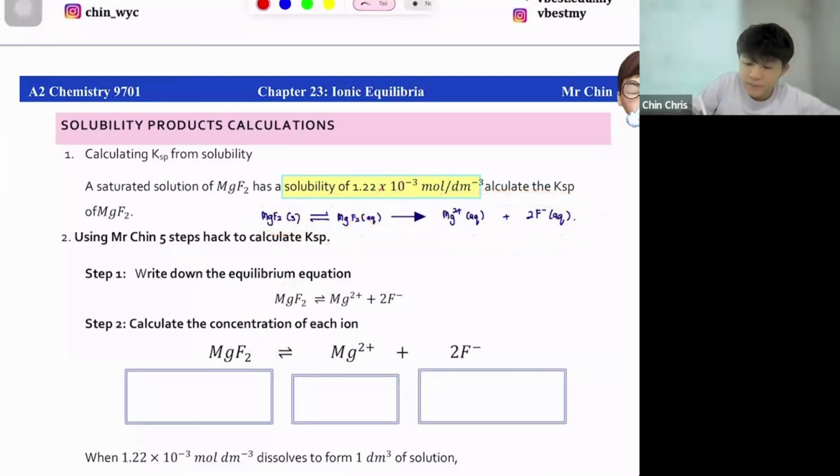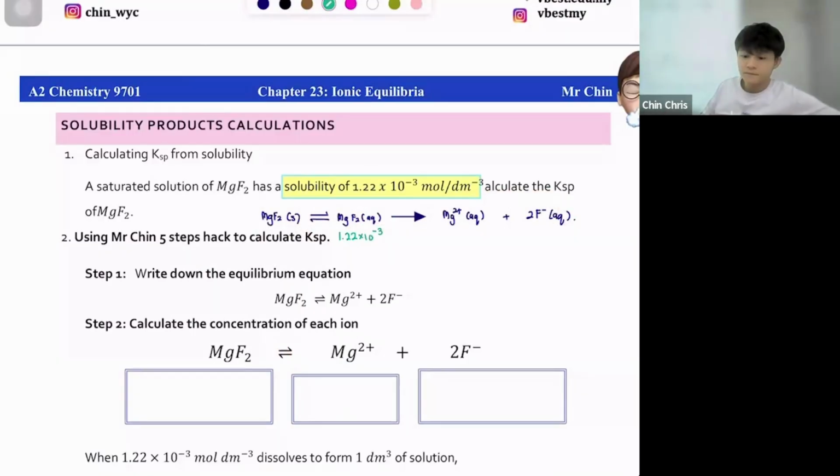Clear? So guys, can anyone tell me, A, B, C, D, which one is 1.22 times 10 to the power negative 3? That is my question. A, B, C, D, which one? B, correct. So again, this is where your 1.22 times 10 to the power negative 3 is.